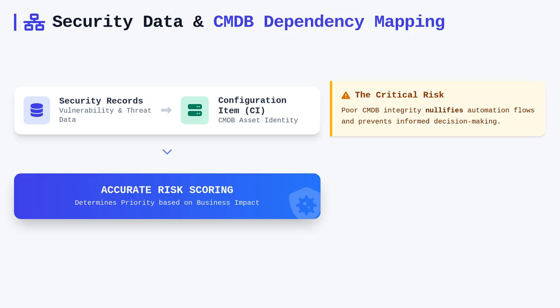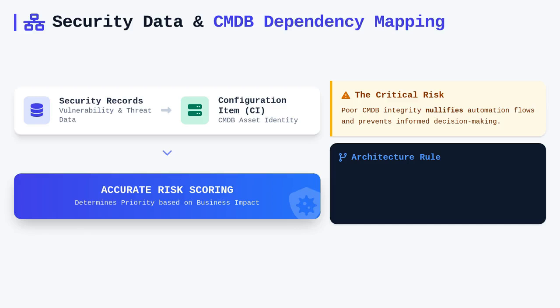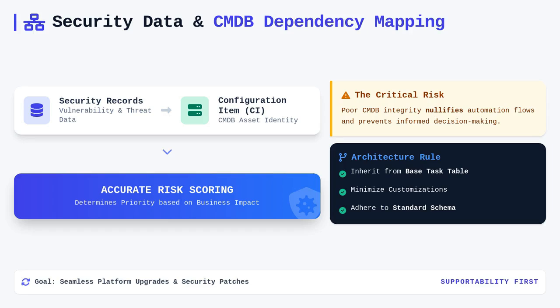We must treat the data model dependencies, specifically the inheritance patterns from the base task table, as a constrained environment where customization should be kept to a minimum. By adhering to the standard schema definitions provided by the application, we ensure that our implementation remains supportable throughout future platform upgrades and security patches.